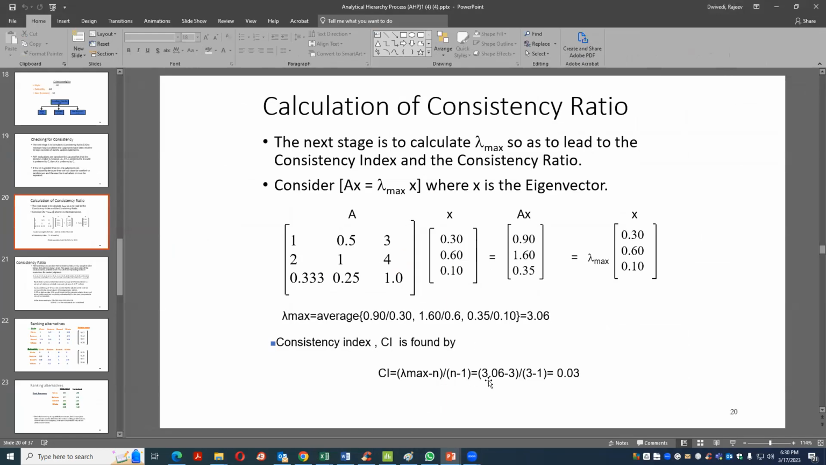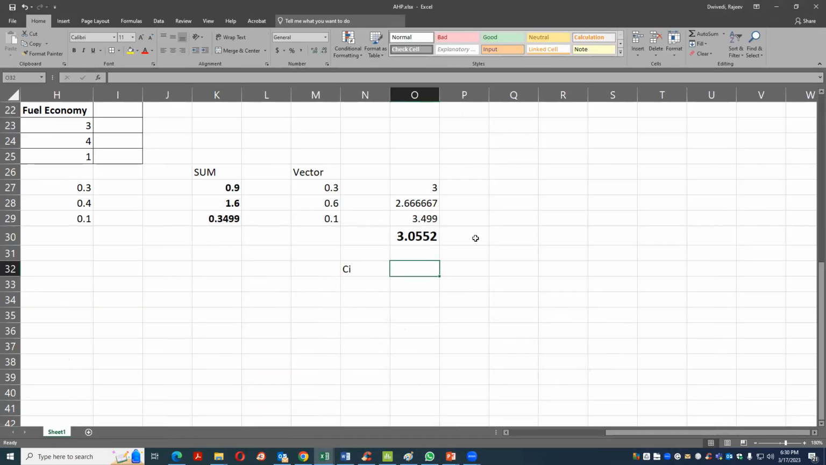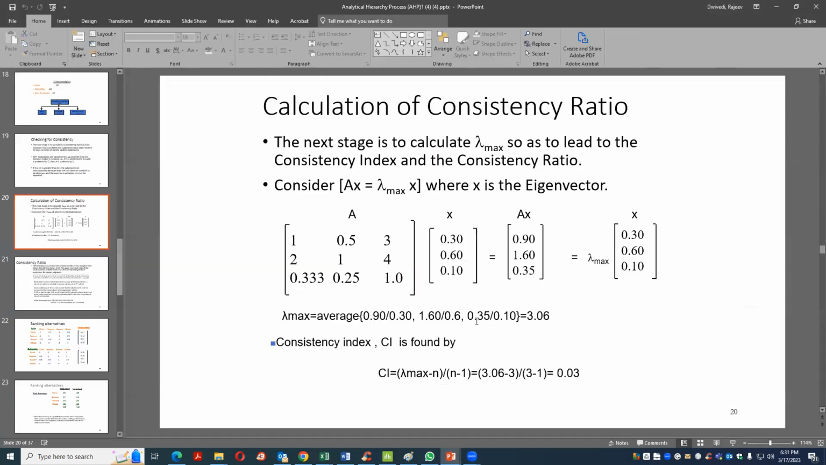Which is 3.06 minus 3, divided by 3.1. So let me do one more time. So 3.06 minus, I'm just going to follow the same, divided by 2, which is CI equal to this much. Now we have to see consistency. So this is the consistency index.